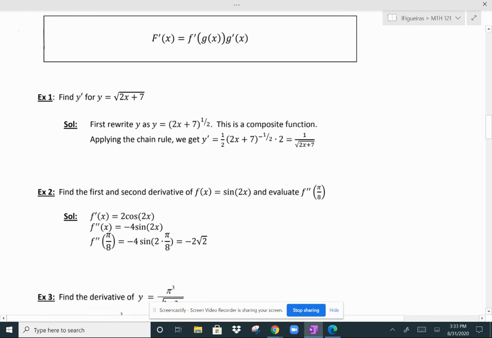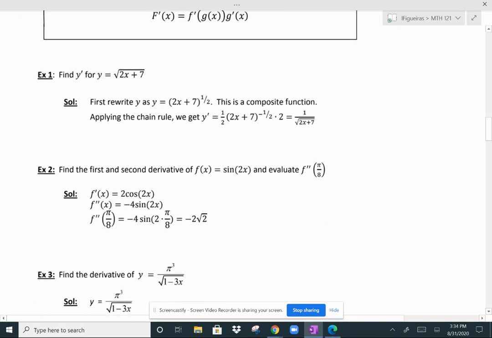Okay, so let's do another one. We want to find the first and second derivative of the function f of x equals sine of 2x. And then we want to evaluate at least the second derivative at pi over 8.